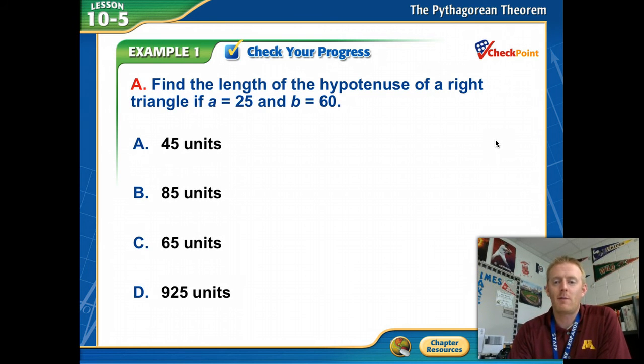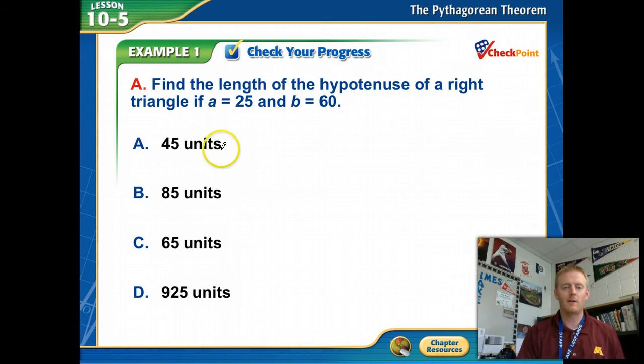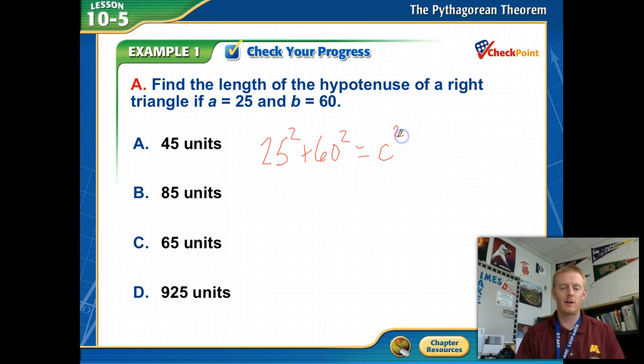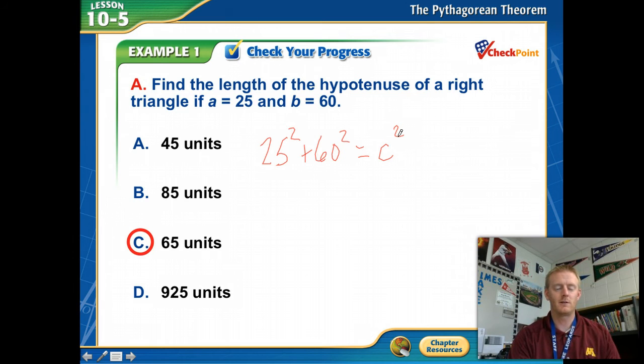Find the length of the hypotenuse. So it's a squared plus b squared equals c squared. So 25 squared plus 60 squared should equal c squared. So 25 squared plus 60 squared, and then the square root of that number. So we get the answer of 65, which is C.